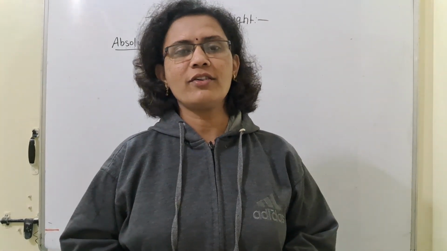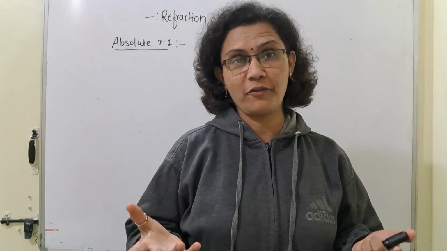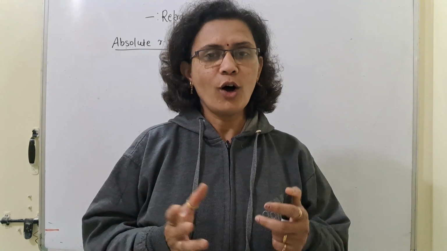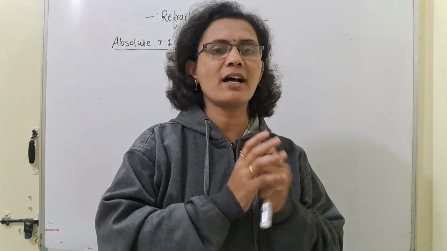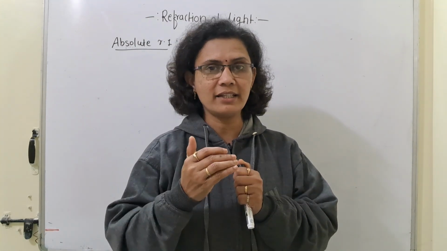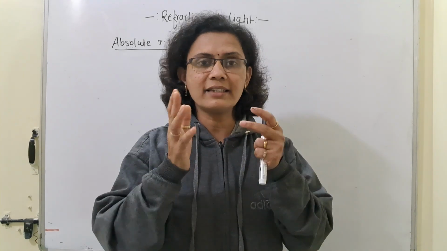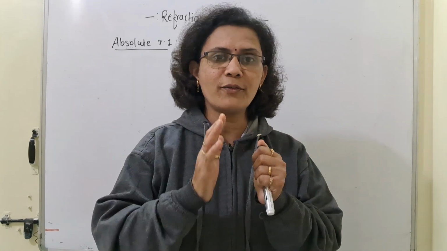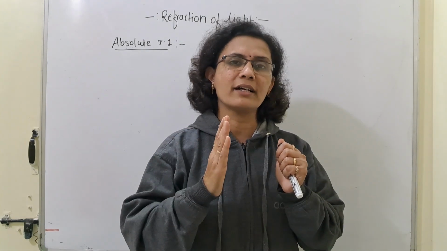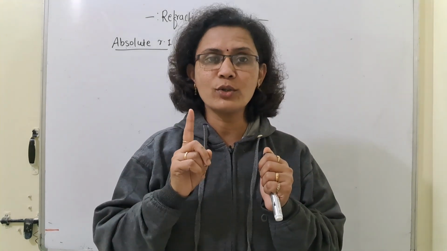In last lecture we have discussed what is meant by refraction of light, what the laws of refraction are, what is Snell's law, all those things. What was that Snell's law? That is sin I upon sin R is equal to constant, and that constant is called the refractive index. The ratio of sin I to sin R is called the refractive index.